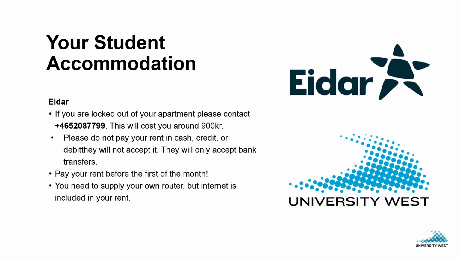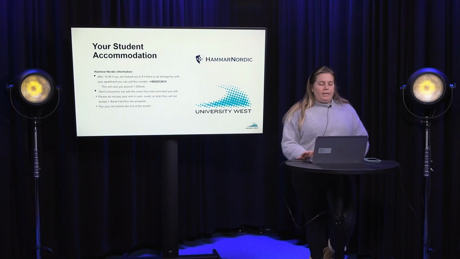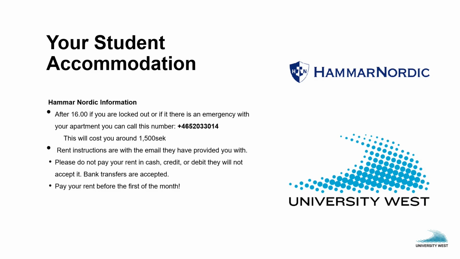You need to also supply your own router if you have an 8R apartment. So the internet is included in the rent, but not the router or Ethernet cable. Now the Hammer Nordic information. If you have Hammer Nordic apartments, or if you want a Hammer Nordic apartment, this is the information you should focus on. After 4 o'clock, if you are locked out or if there's an emergency with your apartment, you can call this number. So Hammer Nordic people, take a photo.